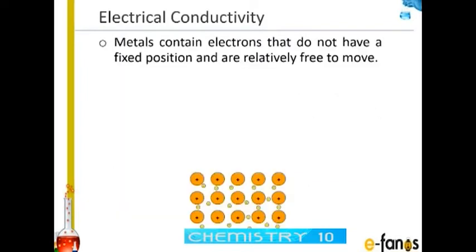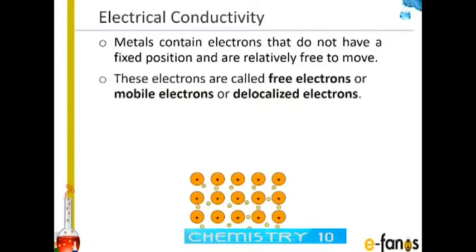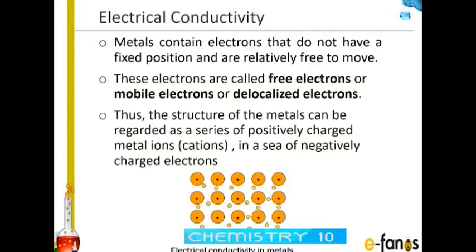So to restate what was said on the previous slide, more simply, metals contain electrons that can move, and they're not in a fixed position. Those valence electrons are called free electrons, or mobile electrons, or delocalized electrons. And we can regard the structure of metals as a series of positively charged ions and a sea of negatively charged electrons. And you can see this in the diagram on this slide.